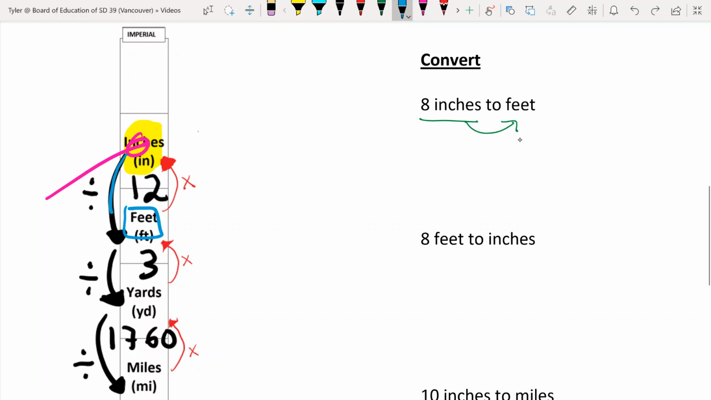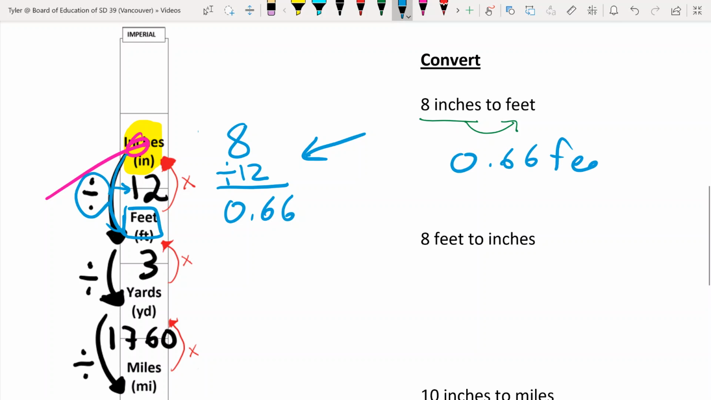So I'm going to go down this way, and we can see the symbol next to it is divide. So I'm going to take my inches number, which is 8, and divide by this number right beside it, 12. So 8 divided by 12, and when you put that in your calculator, you get 0.66. That's the answer. So when the question said convert 8 inches to feet, I do these calculations, I show my steps, and then I write 0.66 feet. That's it.